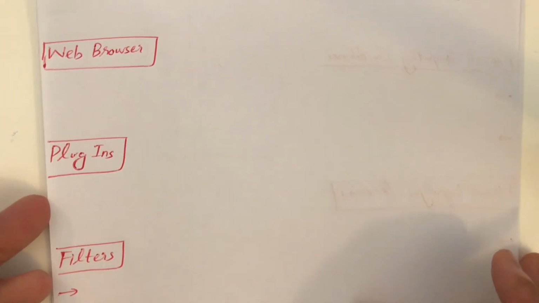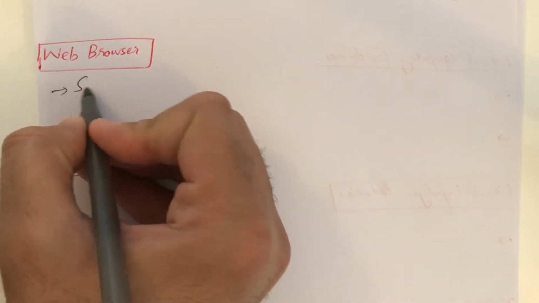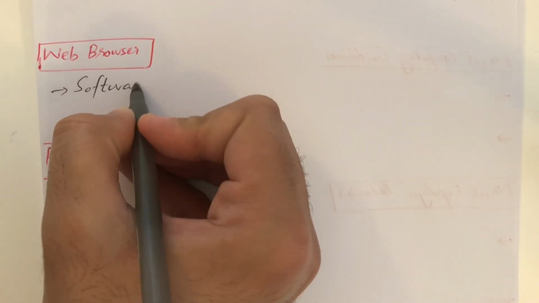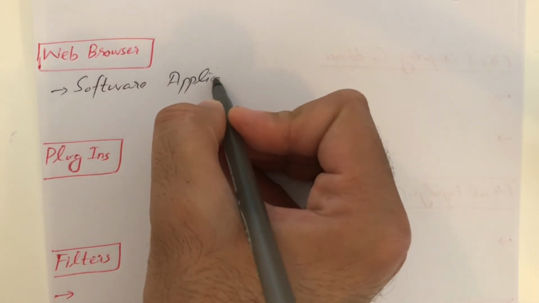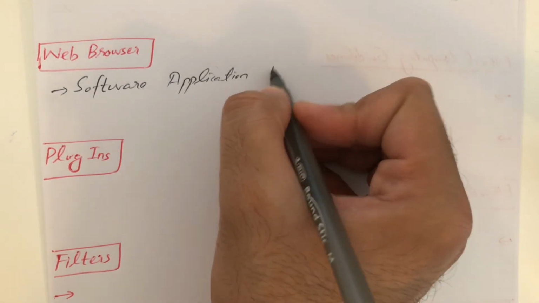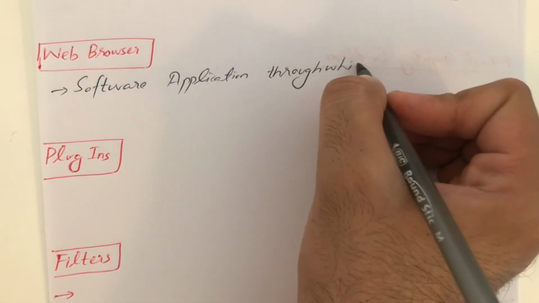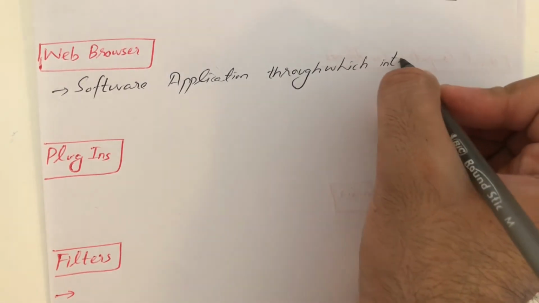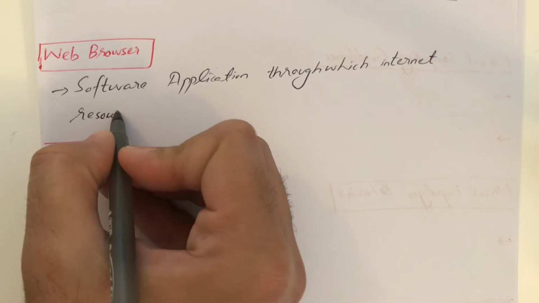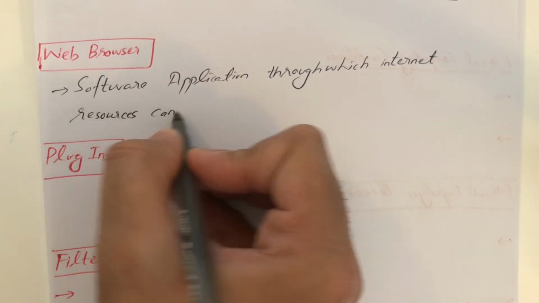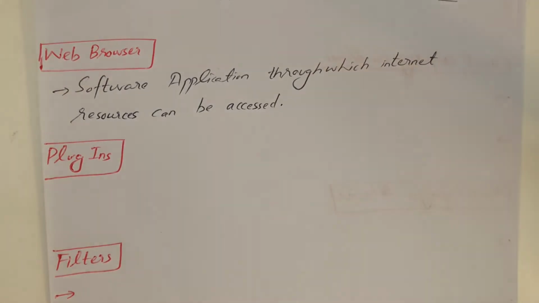The next is the web browser. Web browser is basically a software application through which internet resources can be accessed. So that is basically what the web browser is.